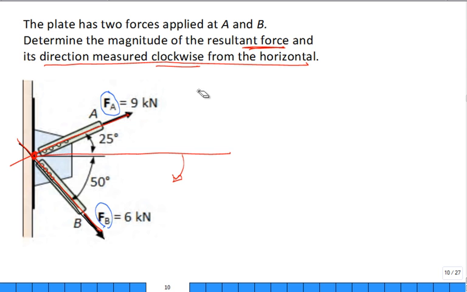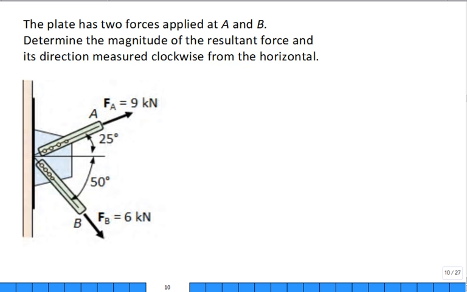But it'll be rotation from the horizontal, clockwise, the direction for the resultant force. All right, can I give you a little time to do that? So we ran out of time, and so I'm going to finish up this problem in my office.